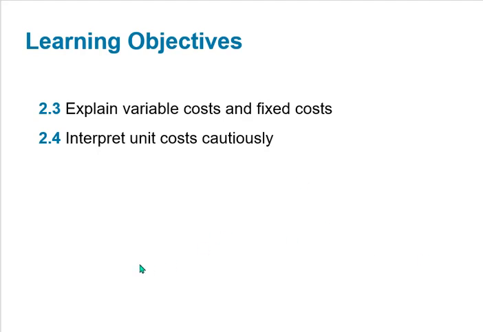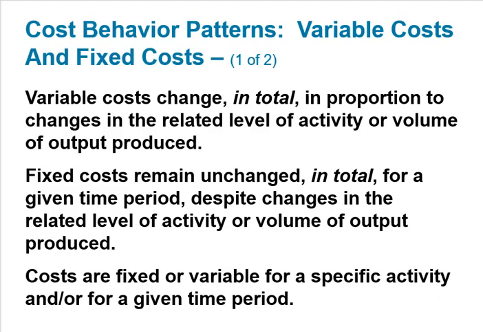In the chapter, the big thing you'll have to work on is a full financial statement with inventory costs on it, work in process, etc. So cost behavior defines how costs change. That's what we mean by behavior. Fixed costs will change per unit with a change of activity, and costs are fixed or variable for a specific activity that refers to a time period.